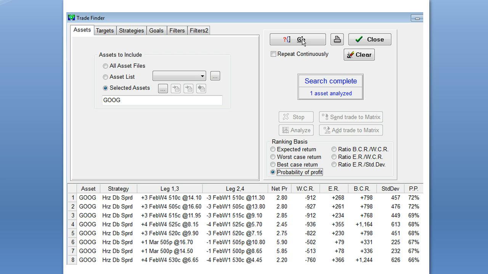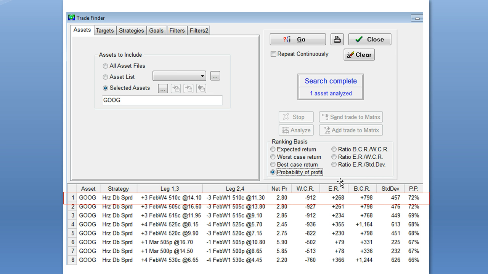I like to use probability of profit because I want to make sure that I'm enveloping as much of that bell curve as possible. And then I'm going to go to the higher probability of profit trades that have nice fat, top expected returns here. Okay, so 72% is pretty good. Let's take a look at that top one right there.